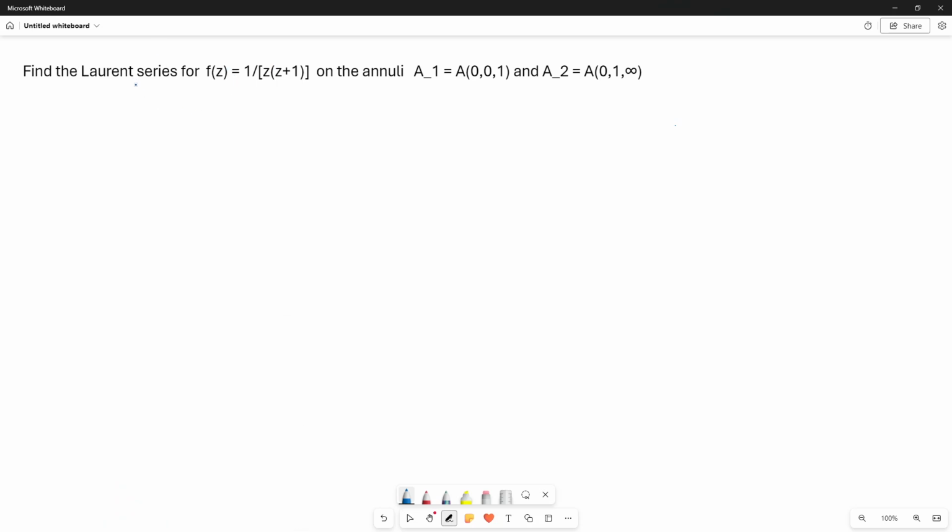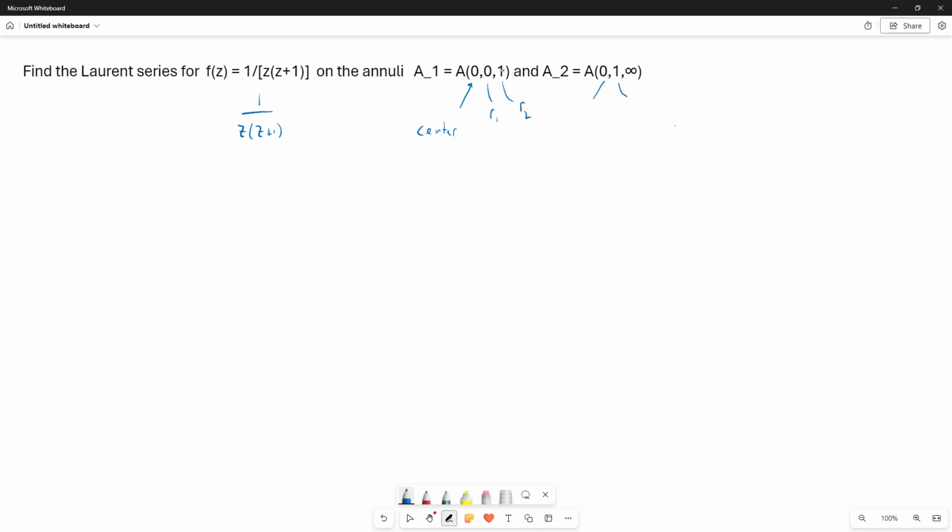Okay, we would like to find Laurent series for the function f(z) = 1/(z(z+1)) on two different annuli. The first annulus is centered at 0 and has an inner radius of 0 and an outer radius of 1. And the second annulus, also centered at 0, has an inner radius of 1 and an outer radius of infinity.